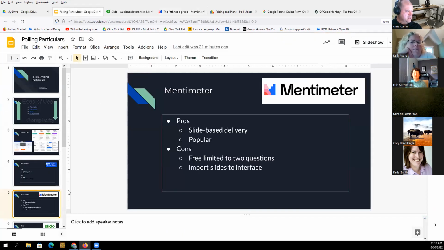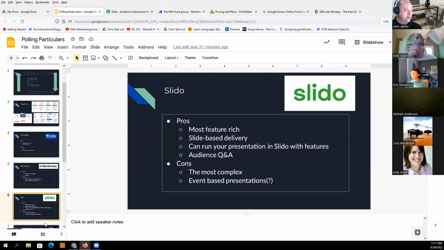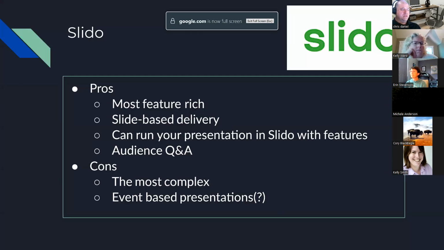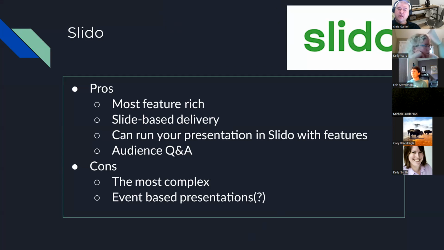Okay, moving right along to Slido. I like Slido the best. It has the most overhead. It is slide-based delivery, and it works with the slides that you have.